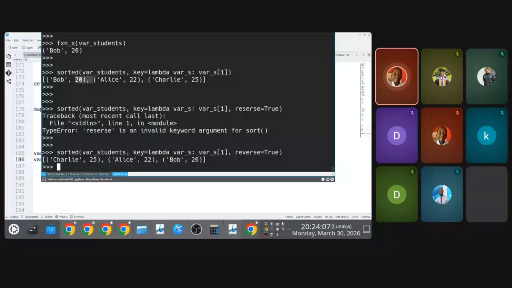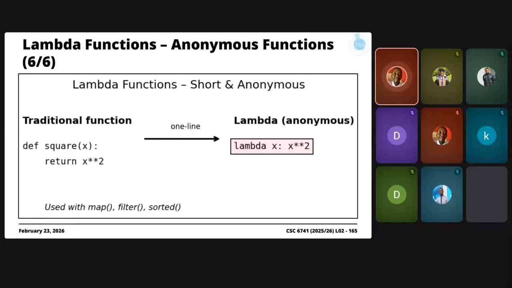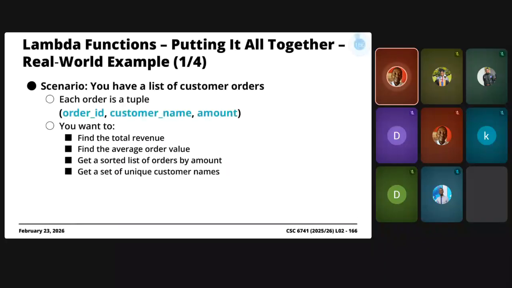Again, just a visual representation showcasing how this would work. Nothing fancy here. And then I have a hypothetical real-world example. You have a list of customer orders, and each order is a tuple like this: order ID, customer name, and the amount. What you want to do is get the total revenue, also find the average order value, get a sorted list of orders by amount, and also get a set of unique customer names. And what you begin to notice is that you can play around with this tuple. I can leave you with this to try and see if you can figure things out.